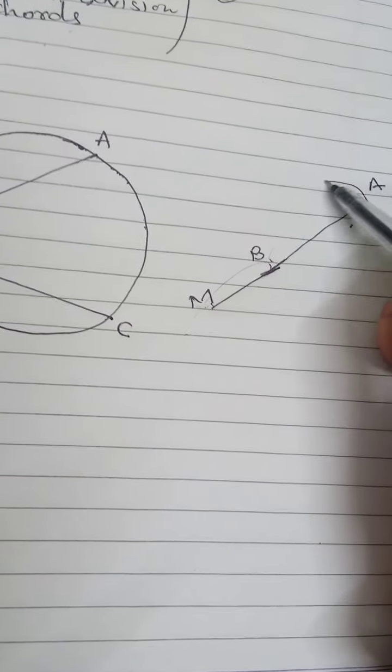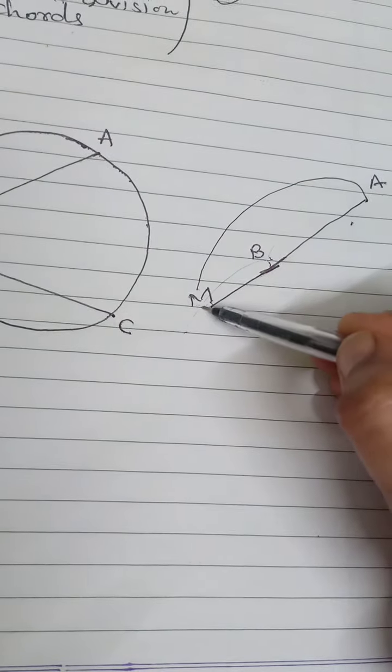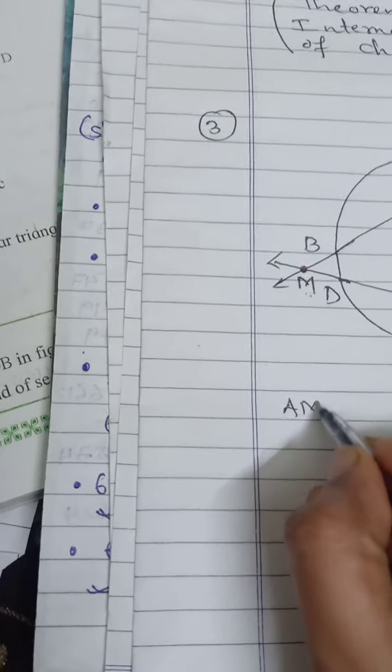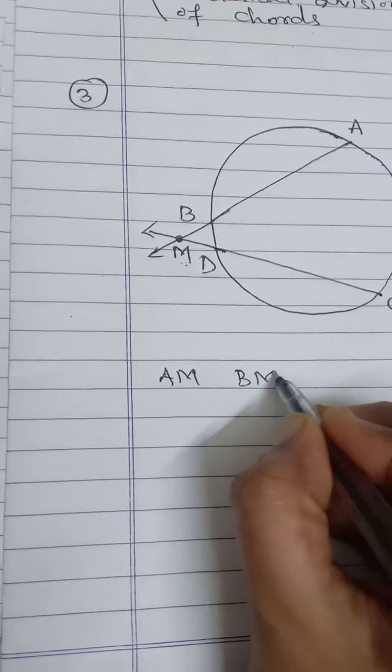So here the first segment we will take is AM. So M is coming in that. The second segment we will take is BM. So M is also coming in that. So first we will take AM and BM.